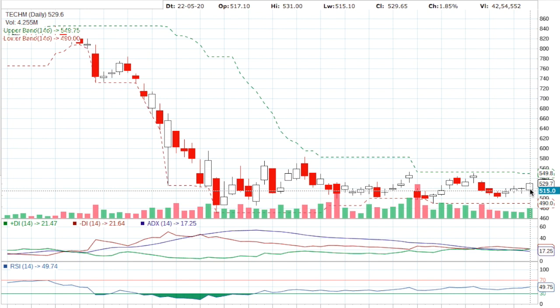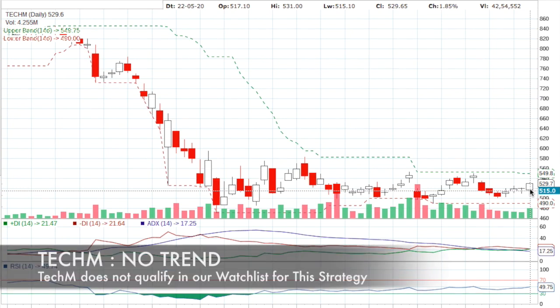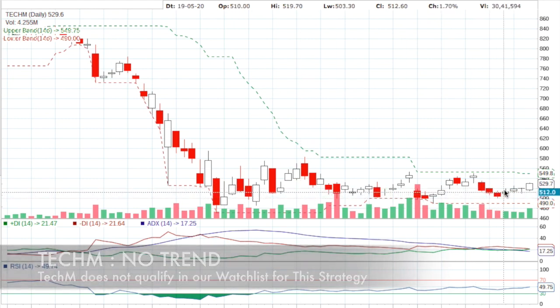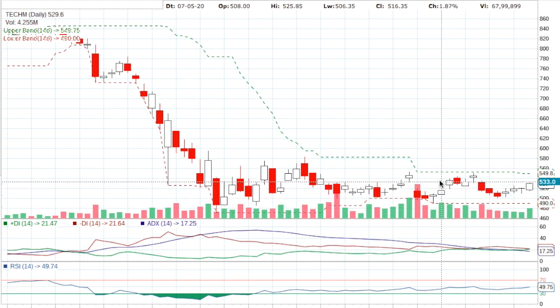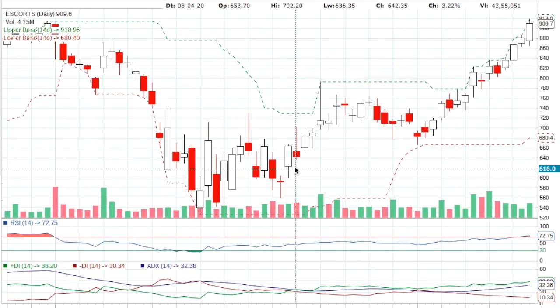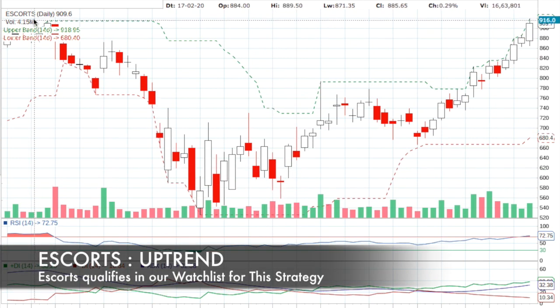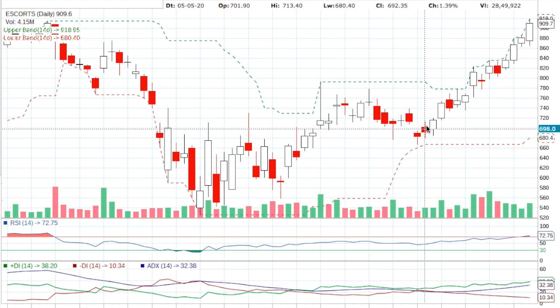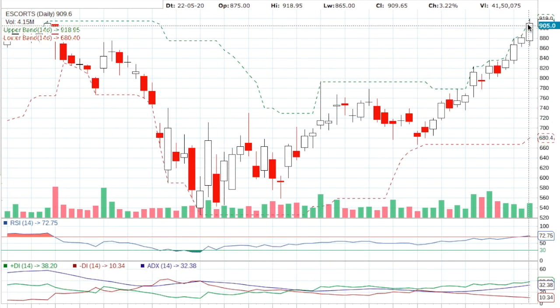To determine the watchlist for this intraday strategy, we need to have a trending stock. So as we can see, Tech Mahindra on the daily charts has been trading in a flat range or a narrow range. So this is not a trending stock and hence it will not qualify in our watchlist for this particular strategy. Now let's have a look at Escorts. Escorts on the daily chart has been showing a good trend as we can see, and above 680 odd levels it has given a good trend all the way to 900 levels.